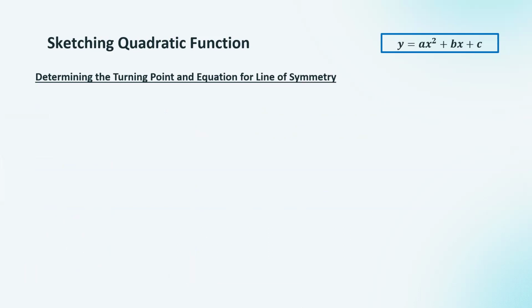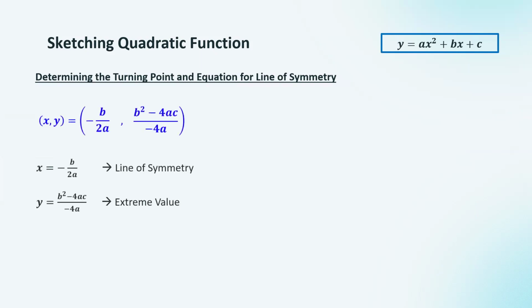Now, the next step is to determine the turning point and equation for the line of symmetry. So for the turning point, I think we're going to use this formula. And again, if you have trouble memorizing the formula, you can always try to complete the square and then use the simpler formula. But for this one, I will try to use this formula, okay? So as we know, it's going to be (-b over 2a, (b squared minus 4ac) over -4a). That's the coordinate of the turning point.